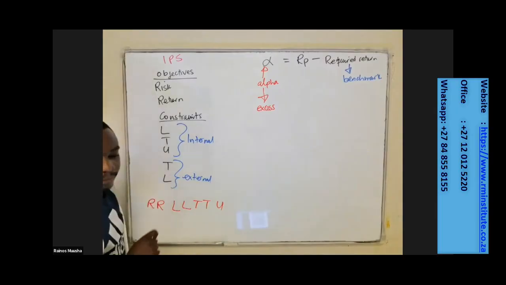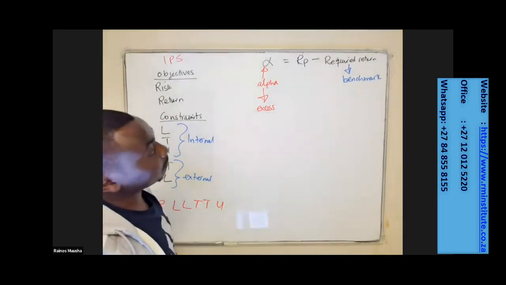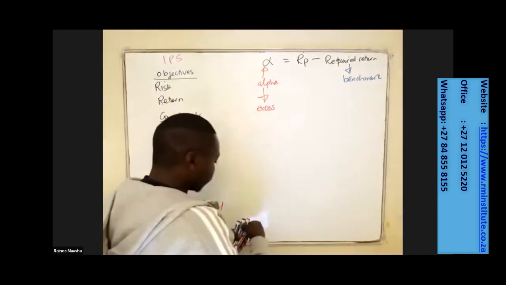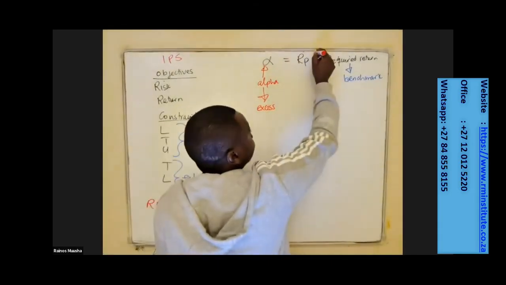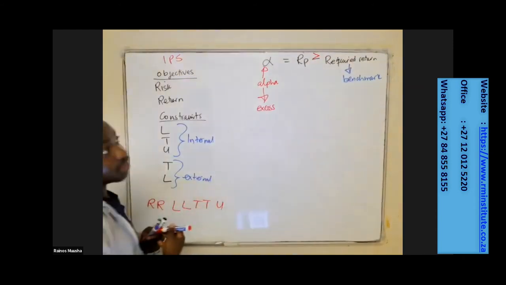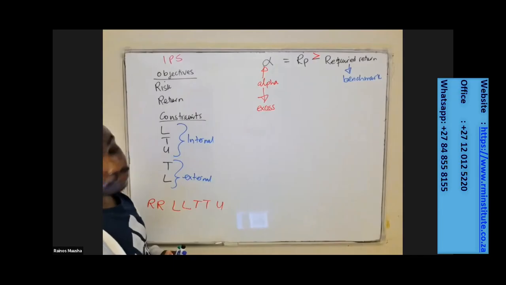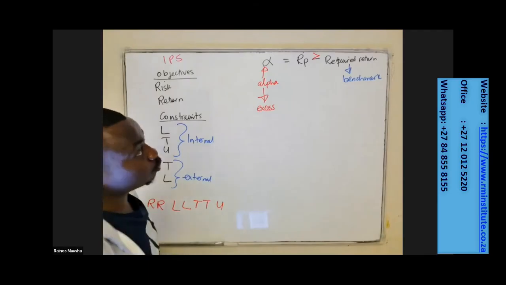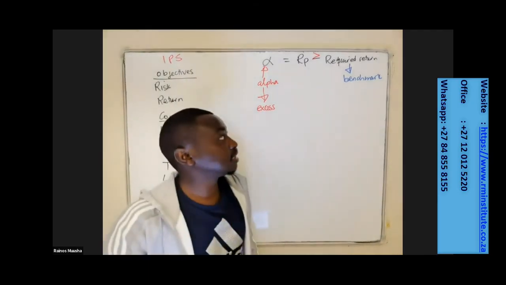So the main aim of active investment management is to generate returns. So the main aim is to have the return of the portfolio being greater than what? The required return that has been set forth at the beginning of the investment horizon as well. So the main aim is to generate returns which are more than the benchmark return or the required return.